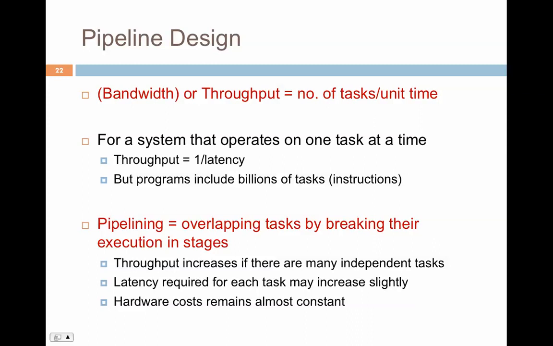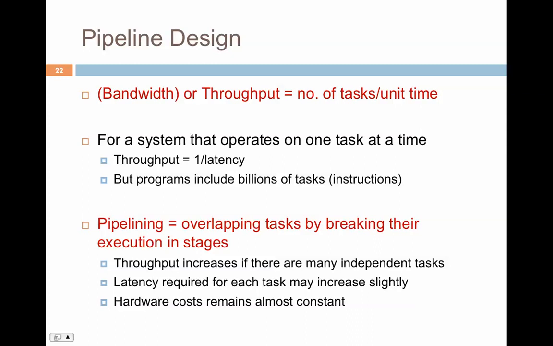So if you have one long task, which is what the single cycle design looked like, break it down into smaller chunks. And as you break it down into smaller chunks, you can improve the throughput or the bandwidth. Throughput generally will increase if there are many independent tasks. So one of the very important points of pipelining is there should be a sufficiently large number of independent tasks or instructions. And that is not an easy task.